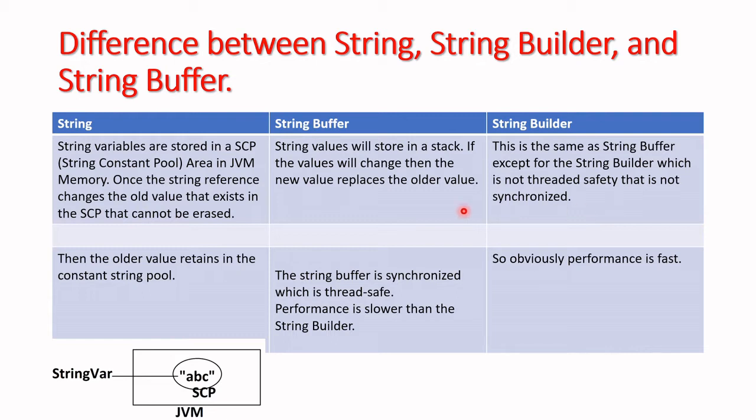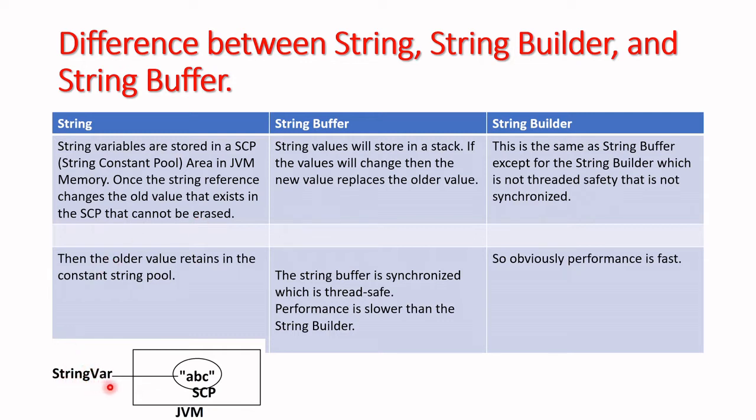So, as we know, String stores values in the SCP. SCP is the String Constant Pool, right? That is in the JVM memory. JVM provides a heap for storing the values, as well as a class memory area. Similarly, all the strings go to the String Constant Pool area, where once the string reference changes, the old value that exists in the SCP cannot be erased.